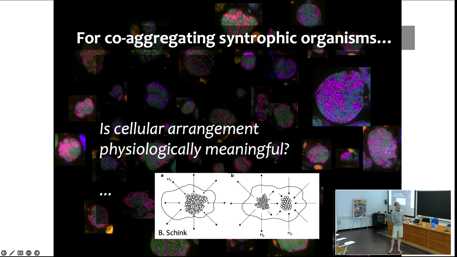But what about our predictions from modeling? The picture on the left here by Bernhard Schink: we're predicting that well-mixed communities that are sharing electrons, or a molecule that's subject to diffusion, are going to be much, much better off than a situation like the one on the right. But in the natural world, we find all of these shapes and sizes, which is confusing.